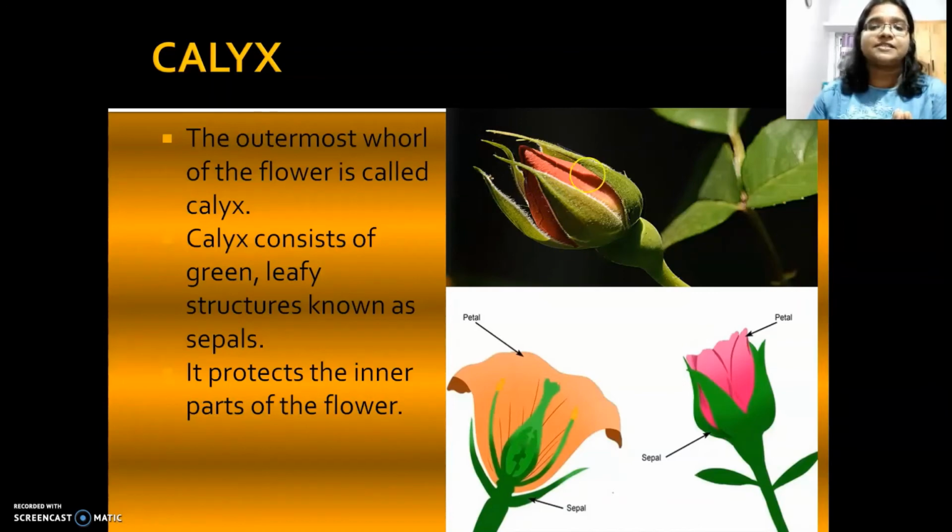But in some cases, especially in brinjal and all, you could see the presence of calyx even after the fruit is formed. Okay, so the outermost whorl of the flower is called calyx. Calyx is made up of leafy green-like structures called sepals. Each one is called a sepal. Protection of the flower bud is the main function of the calyx.